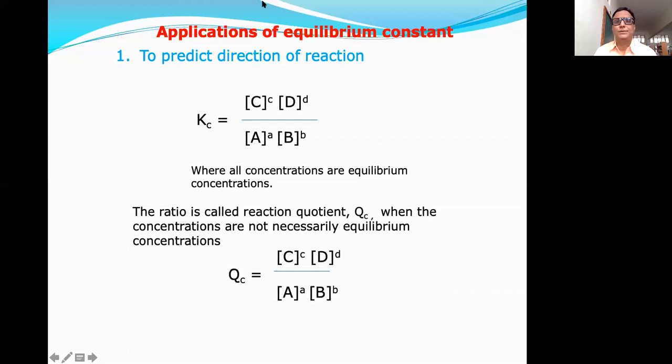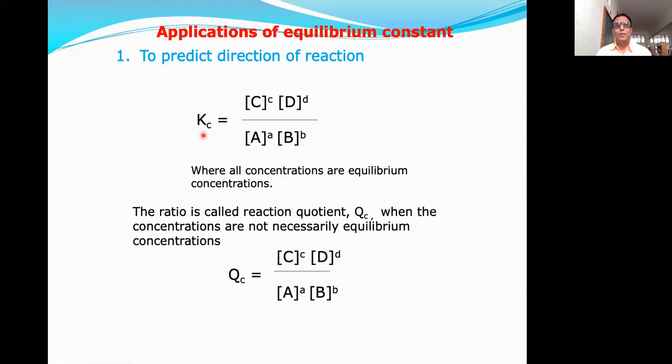Hello students, today we will continue this chapter, chemical equilibrium. So we start with the applications of equilibrium constant. The first application is to predict the direction of a reaction.